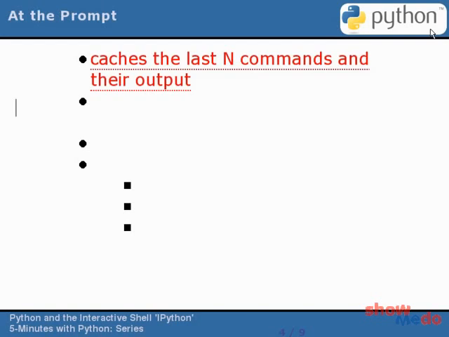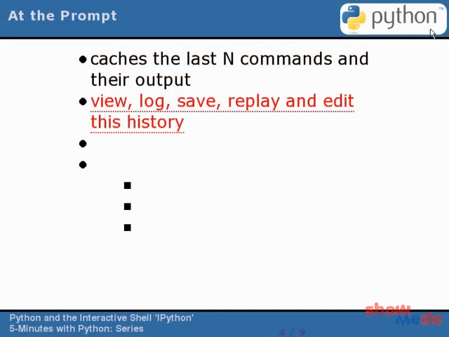At the prompt, IPython caches your most recent inputs along with the output they generated. This command history is easily viewed, logged to a file, and selectively saved into source files. You can bring selected portions into your editor and have changes re-evaluated into your session, and you can quickly convert groups of frequently used commands into named macros.